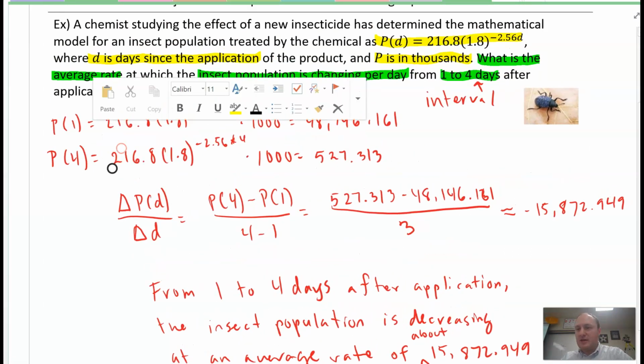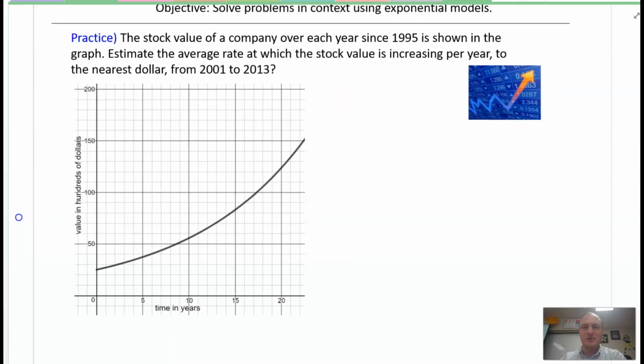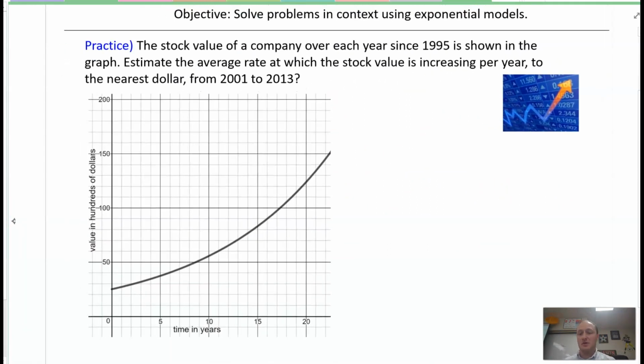I'm going to show you another example practice problem, and you'll notice that this one doesn't give you a function. It gives you a graph, which I kind of think are easier, but please pause the video. I want you to try this. Please calculate the average rate of change here.